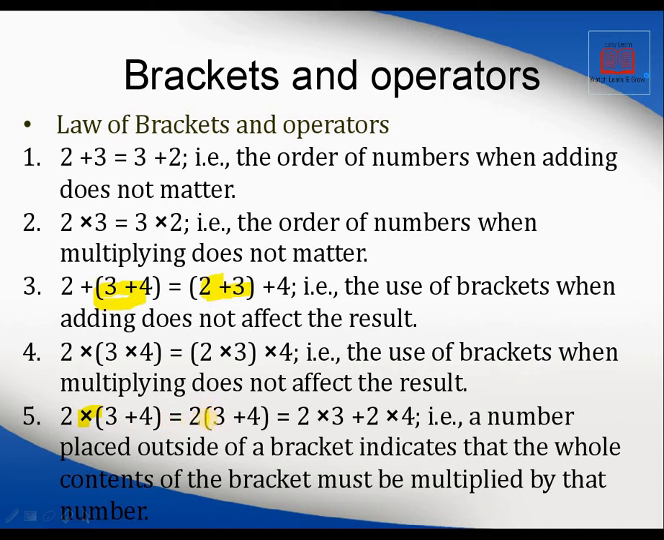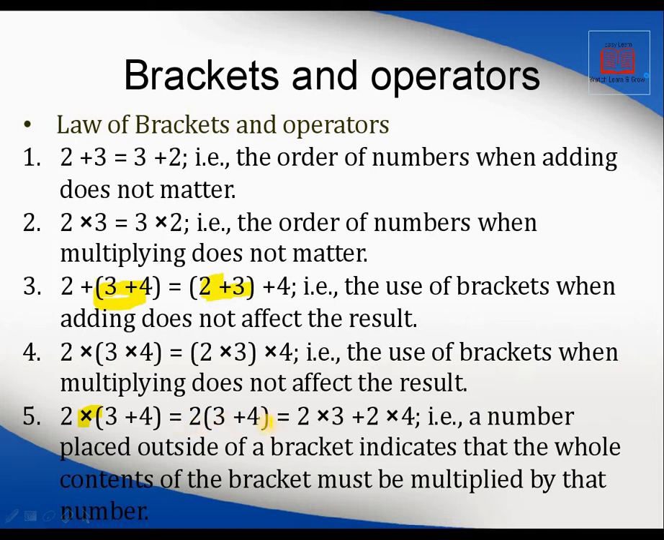We can also write it in this way. The multiplication sign can be removed, and it is understood that there is a multiplication. If there is no sign available here, 2 is just attached to the bracket, it is understood that there is a multiplication. So 2 means that 2 has to multiply with 3 plus 2 has to multiply with 4.